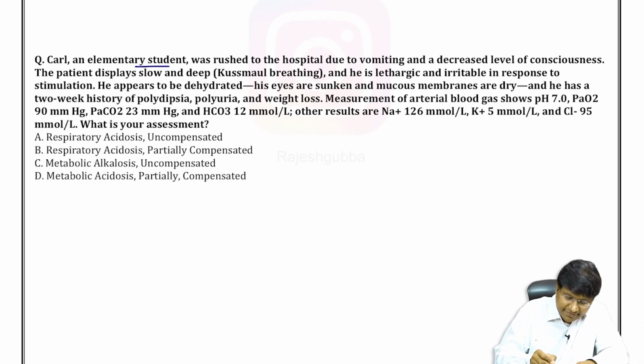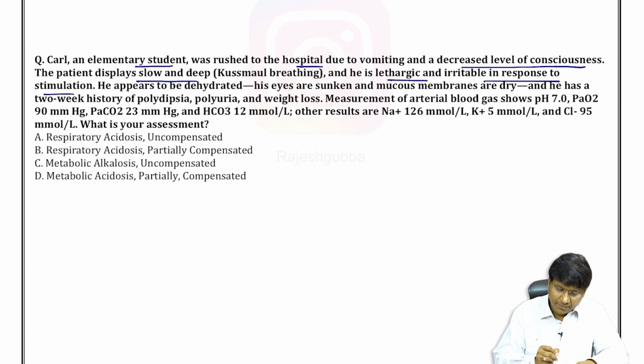So Carl, an elementary student, was rushed to the hospital due to vomiting and decreased level of consciousness. The patient displays slow and deep breathing, and he is lethargic and irritable in response to the stimulus. He appears to be dehydrated, his eyes are sunken and mucous membranes are dry, and he has a 2-week history of polydipsia, polyuria, and weight loss.